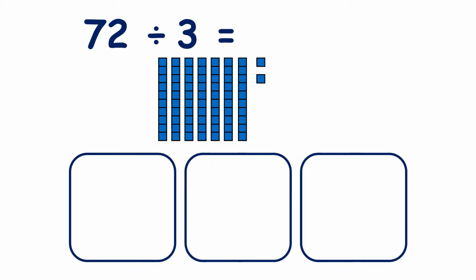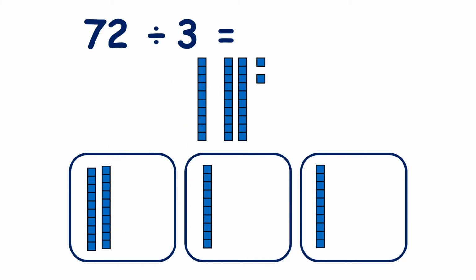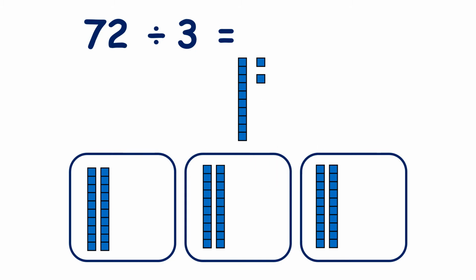Now we have 72 divided by 3. So we need to share out 7 tens and 2 units between 3 groups. So let's start by sharing our tens. So now we have 2 tens in each group, but we can't move our 7th 10 into this group.